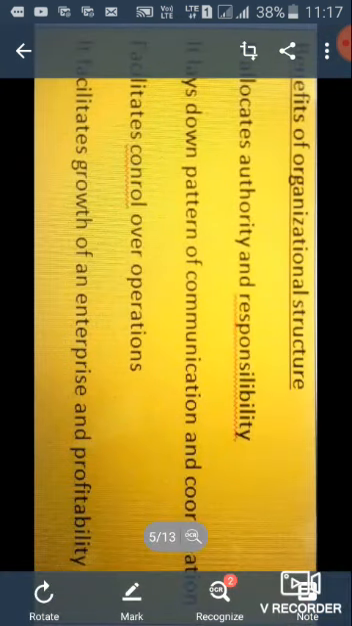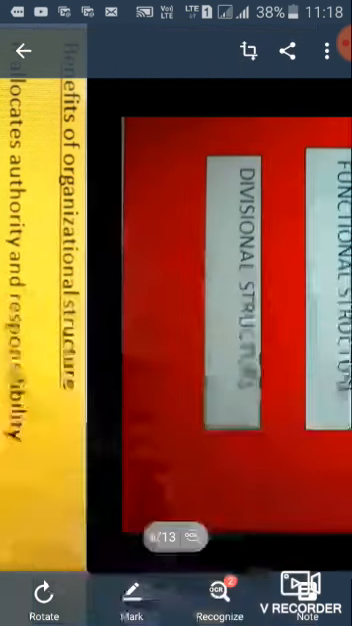Next is, what are the benefits? It allocates authority and responsibility. It gives authority or power and responsibility to the employees. It lays down pattern of communication, like we have done scalar chain. So it helps lay down pattern of communication. Next, it facilitates control over operation. Control means specific control on the work to be performed is being helped through the organizational structure. It facilitates growth of an enterprise and profitability.